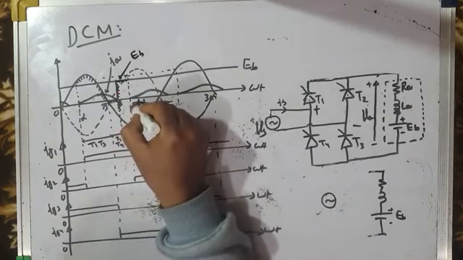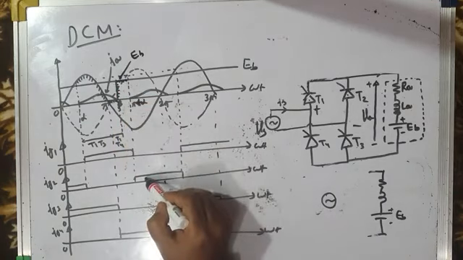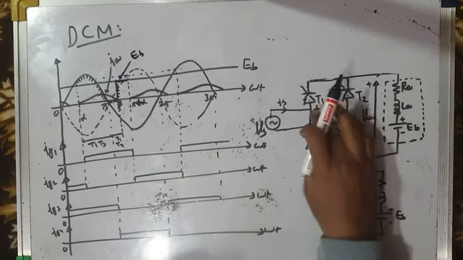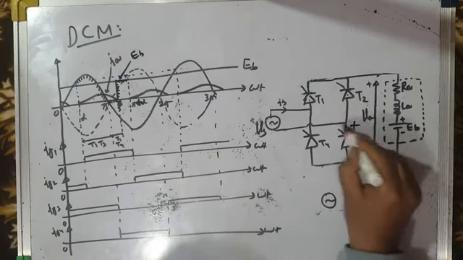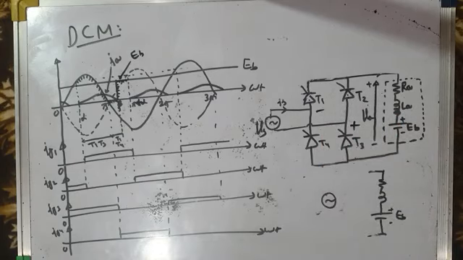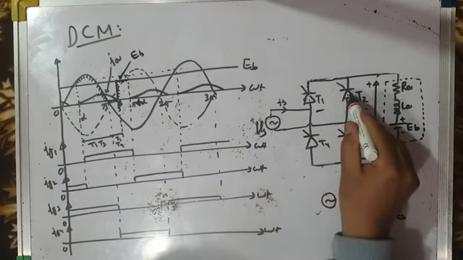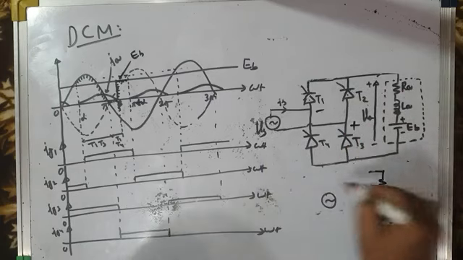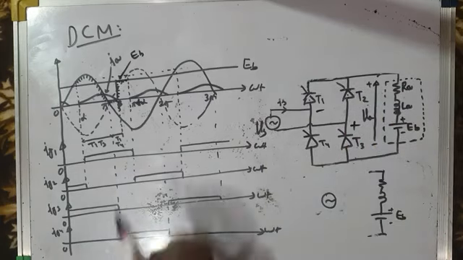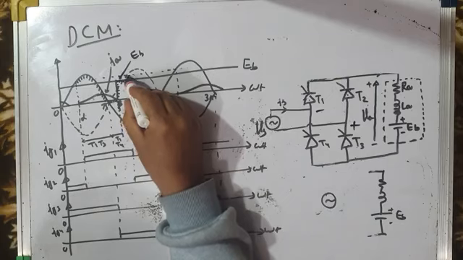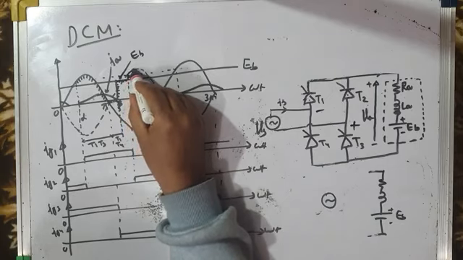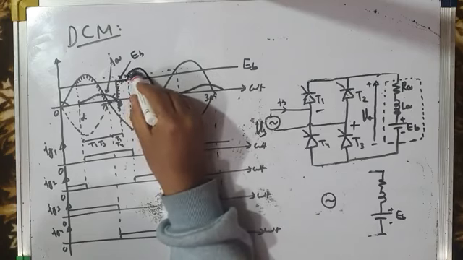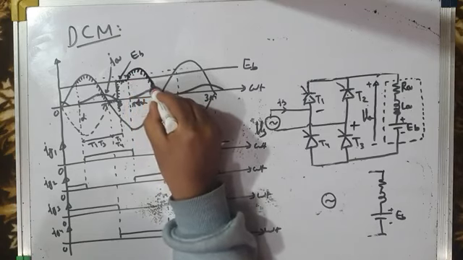And then at pi plus alpha, you can see Ig2 is high, Ig4 is high. Since the source voltage has reversed its polarity, T2 and T4 were waiting for firing pulses. T2 is fired, T4 is also fired. They will go into conduction and current flows like this. Load again gets connected across the source, and load voltage is again the same as source voltage from pi plus alpha to 2 pi. It is equal to the positive source voltage.